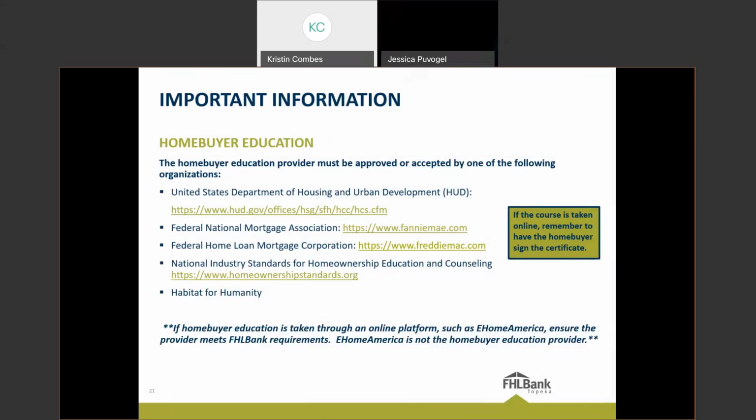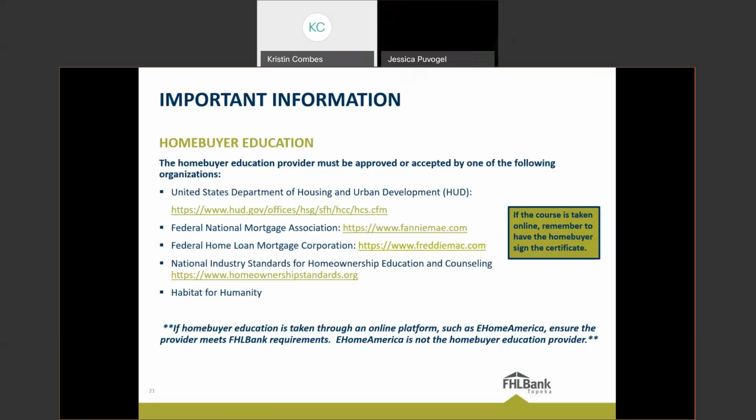This past HSP round, members faced a variety of homebuyer education issues that can easily be prevented. The homebuyer education requirement is a reg. We cannot fund a disbursement request unless the homebuyer has received homebuyer education. We will accept homebuyer education courses if the provider is accepted by HUD, Fannie, Freddie, or has adopted the national standards for home ownership education and counseling.